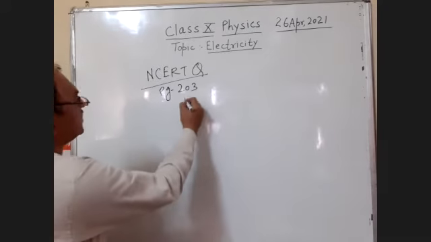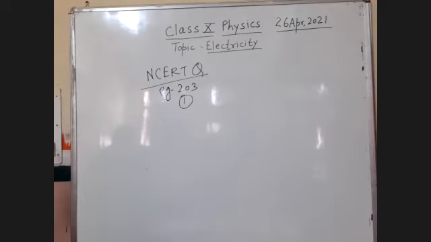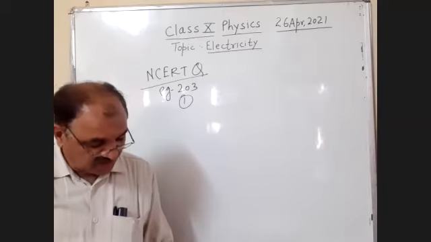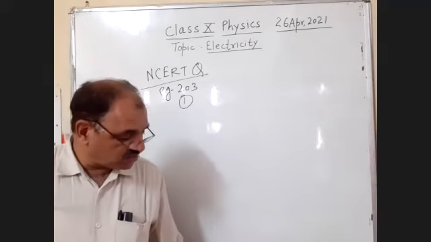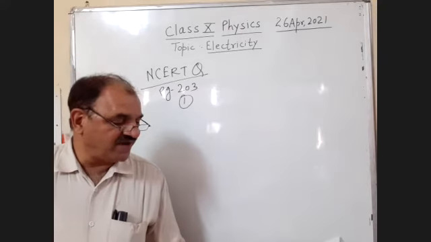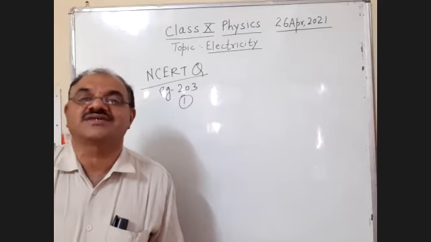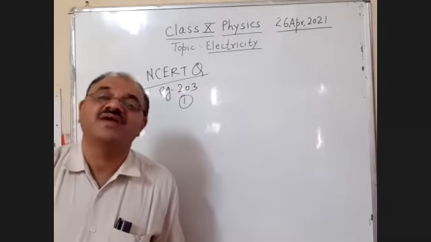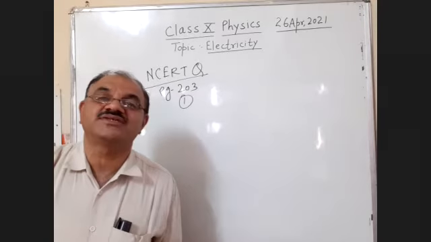First question, students, I'll read it out and give the solutions. The first question is on page number 202. Now, students, the first question is: name the device that helps to maintain the potential difference across the conductor. Only the device is being asked.